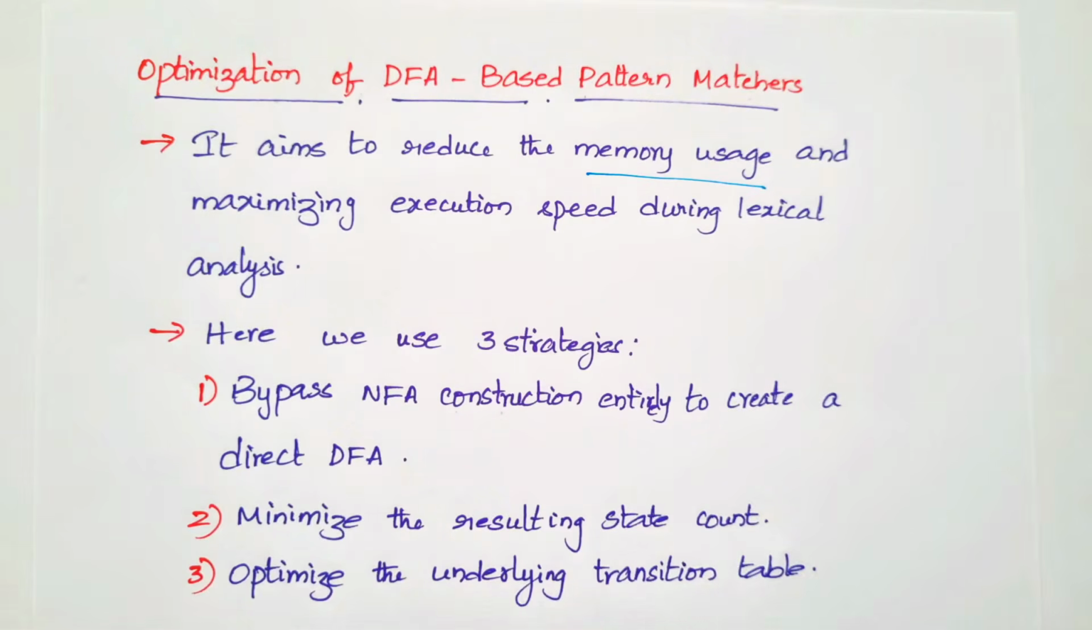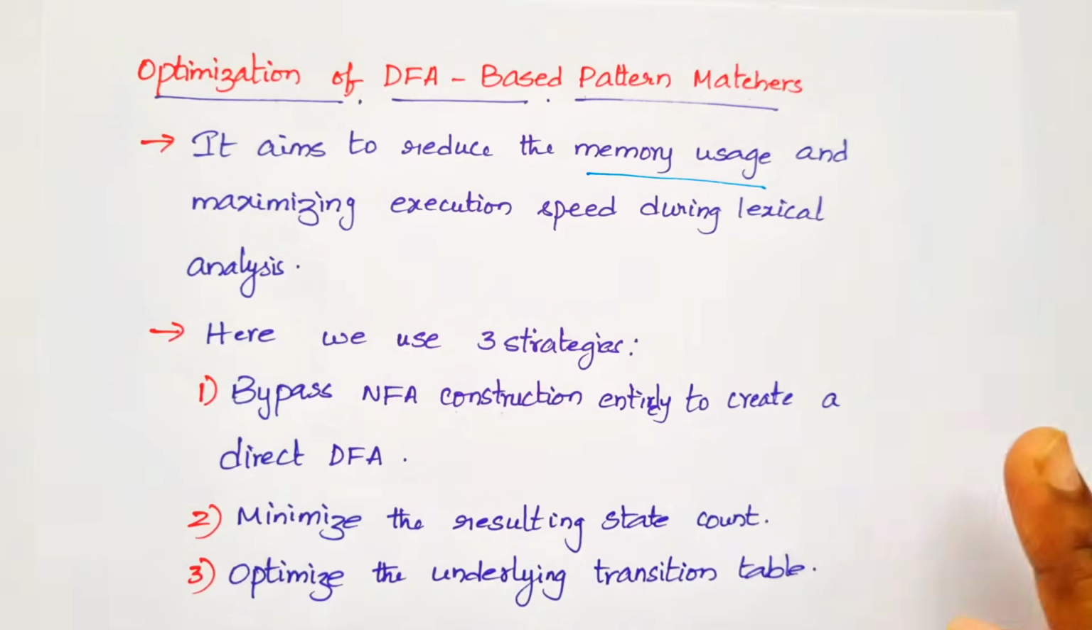Here we will use three strategies. First one is bypass NFA construction entirely to create a direct DFA. Means here we are not building any NFA from the regular expression. We can directly create the DFA. Next, minimize the resulting state count. We will reduce the state count directly. Optimize the underlying transition table. As we are reducing the state count, automatically the transition table will also get optimized.